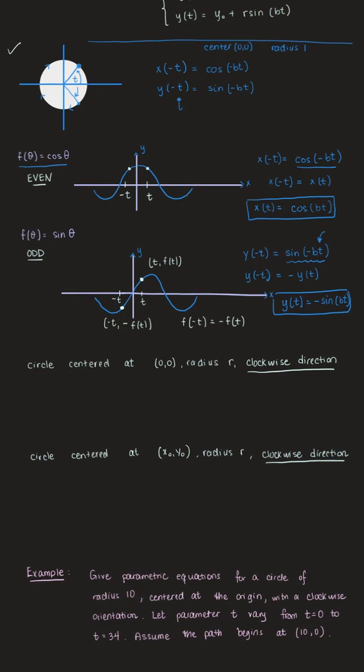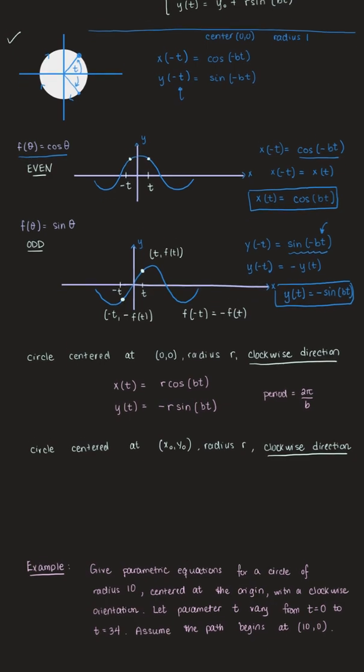We've got our two parametric equations. I'm going to do this in pink. Circle centered at 0, 0 in the clockwise direction with radius r will be x of t is, same as before, r cosine bt, but y of t changes. When we put in a negative t, this will be negative r sine of bt. Again, the period is 2 pi over b.